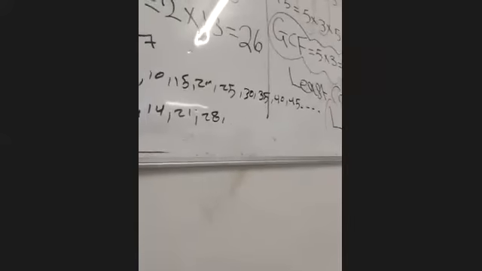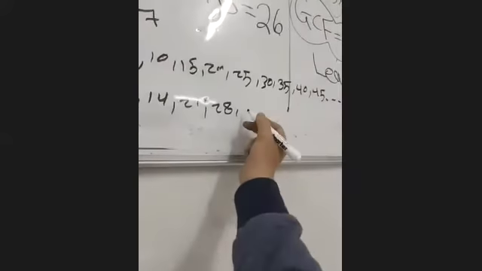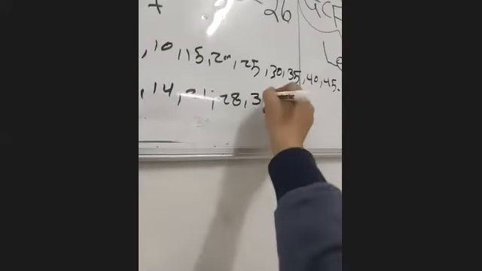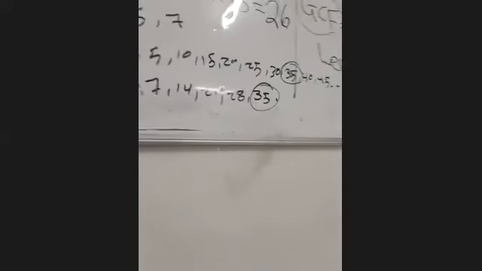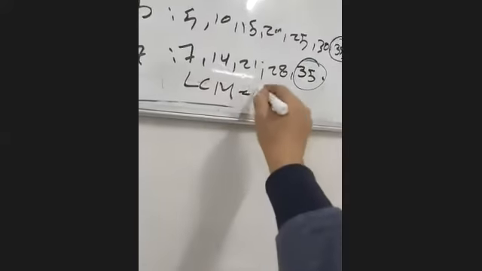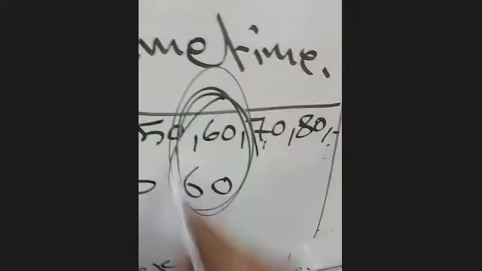Here we continue. After the 28, what do we have? 35. We stop because we already have it now. So what's the least common multiple? 35. So no need to write a lot of multiples, guys. Once you find it, you stop, okay?